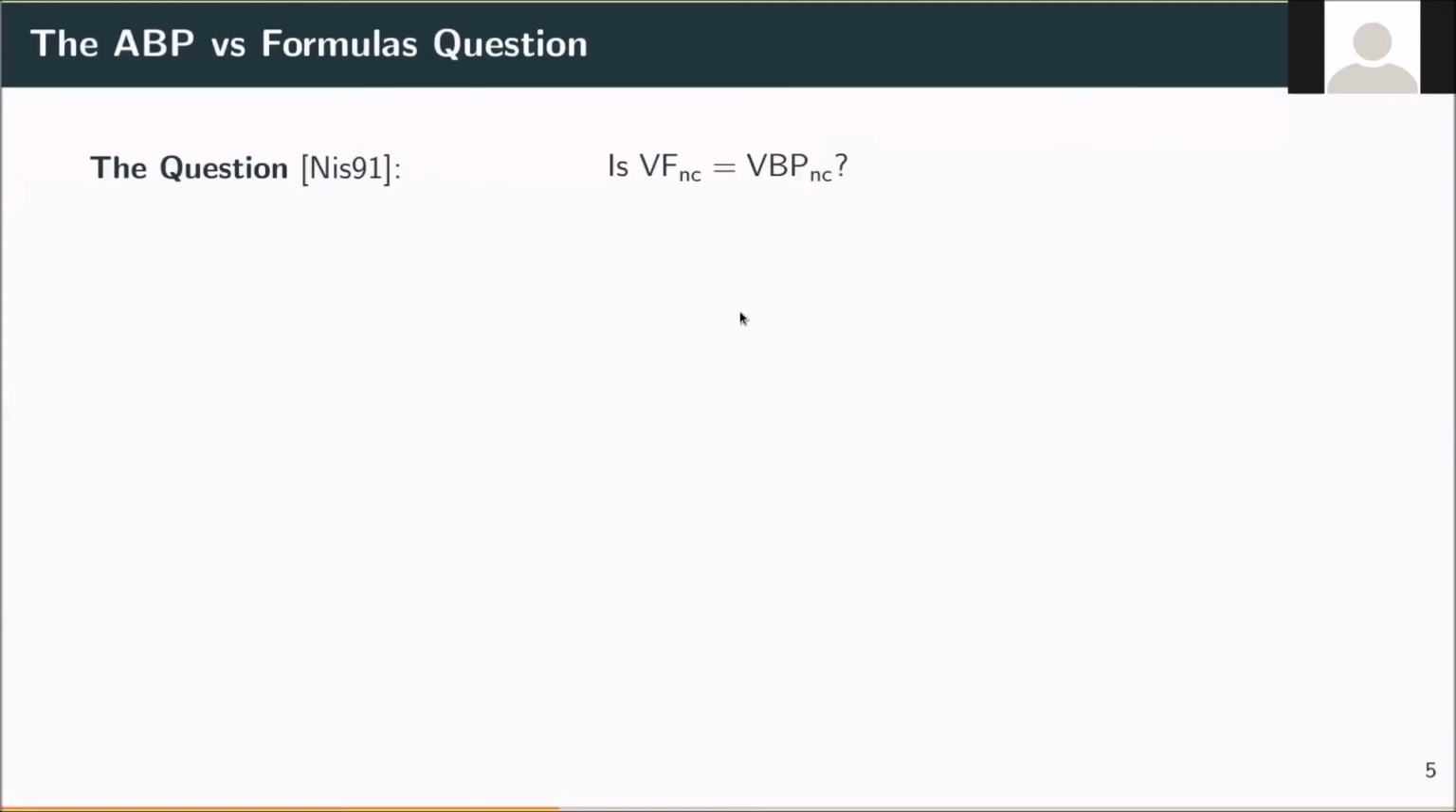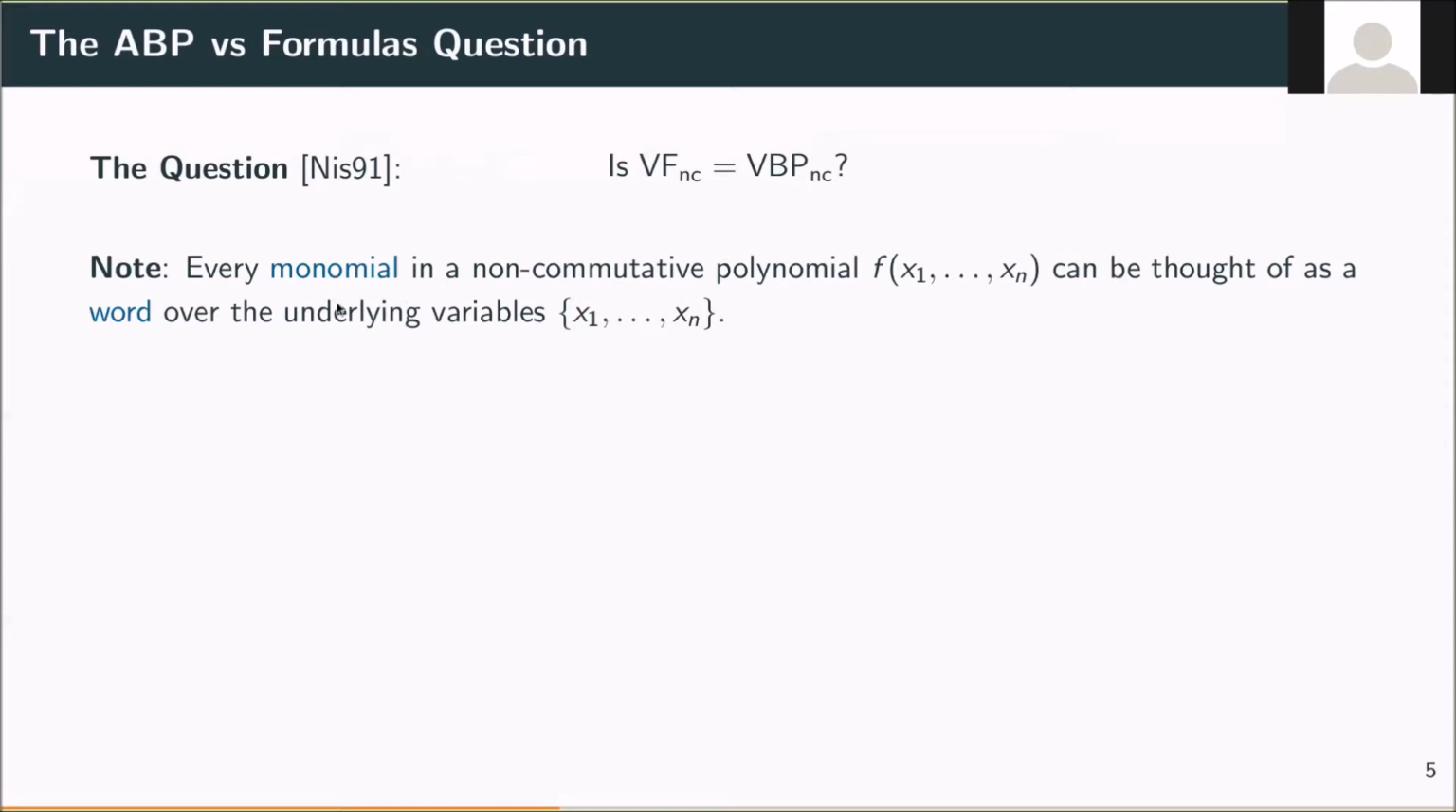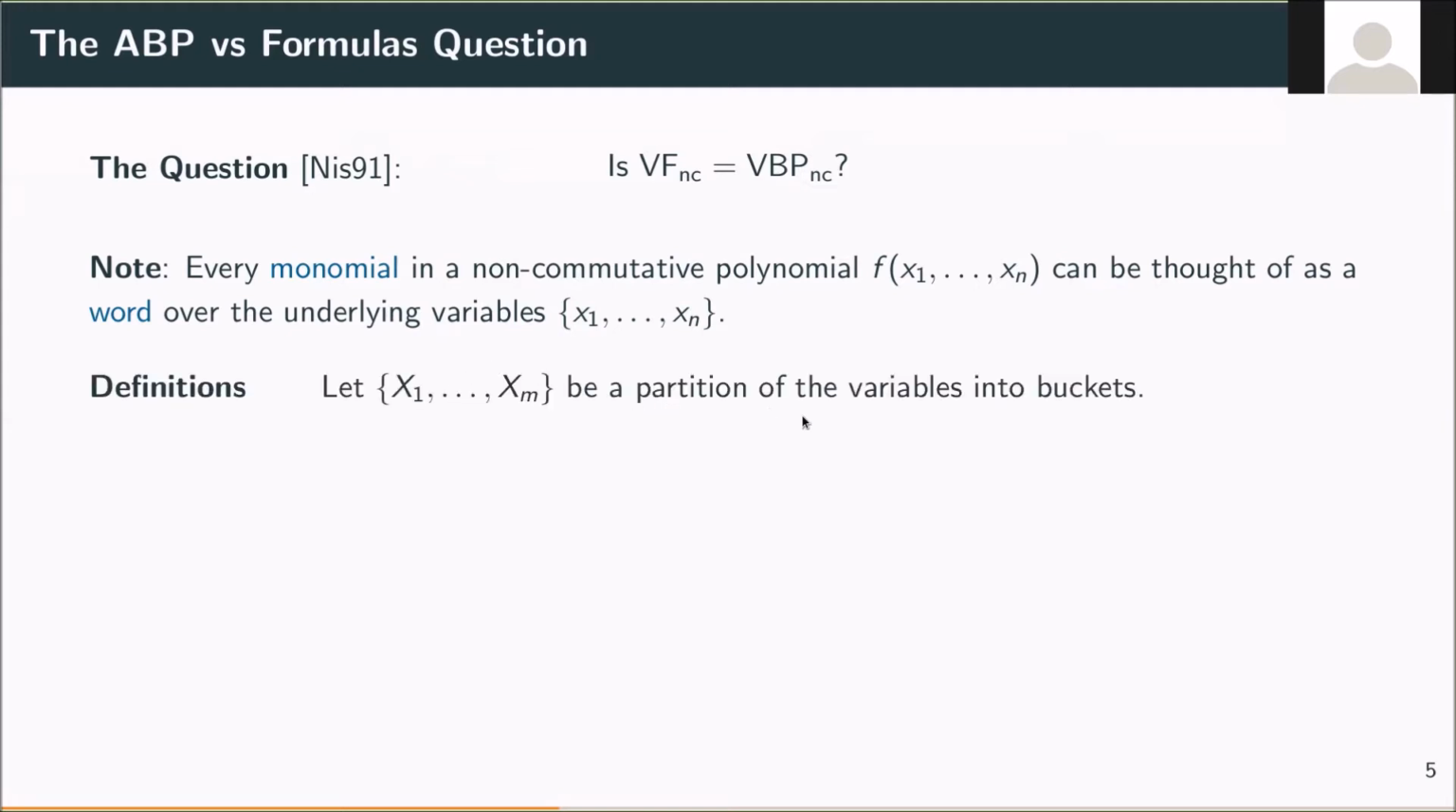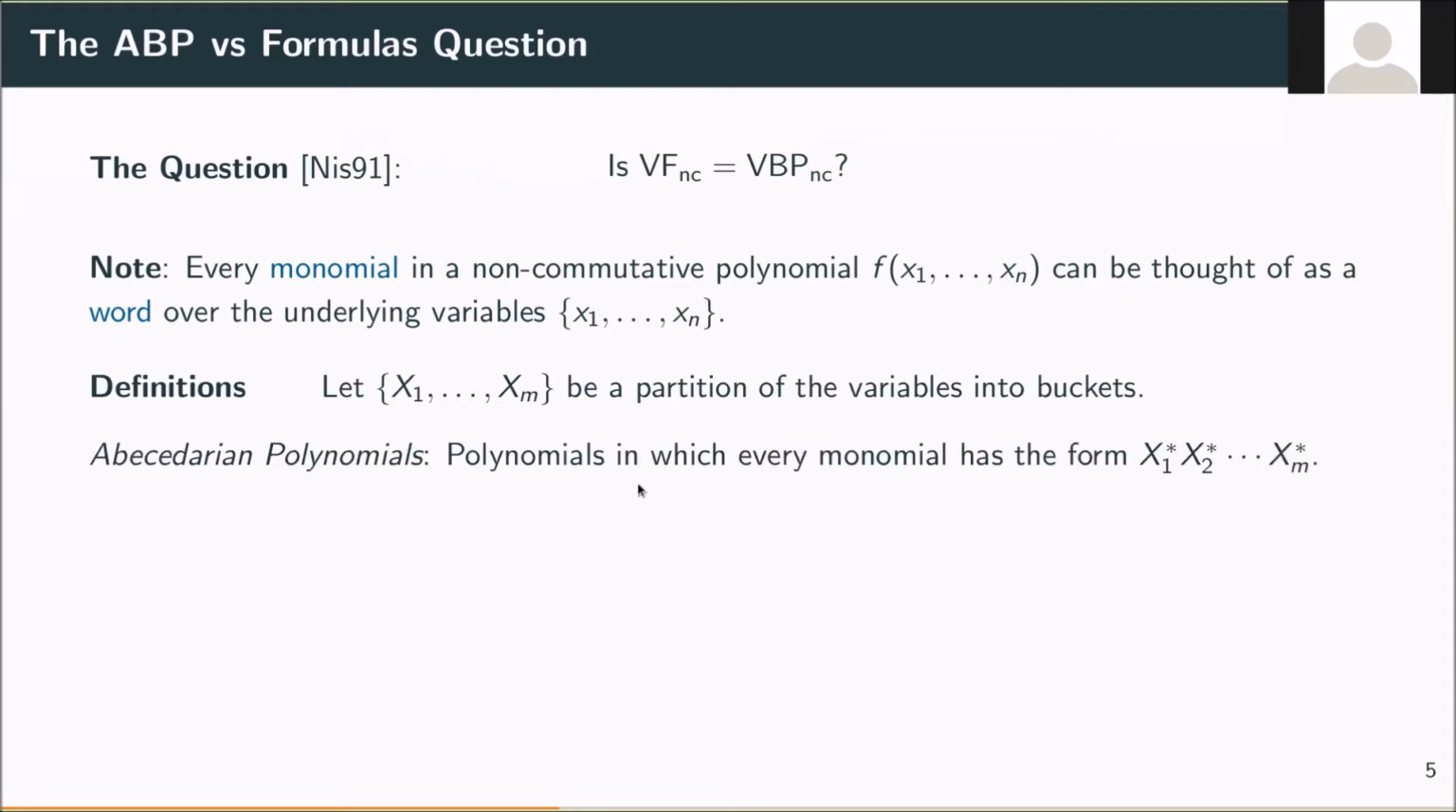Now note that the order of multiplication is very important in the non-commutative setting. And so every monomial can be thought of as a word over the underlying variables. With this in mind, we are ready to define a natural subclass of formulas. Let X1 to Xm be a partition of the underlying variables. We define abecedarian polynomials, or ABCD polynomials, to be those in which every monomial, when thought of as a word, can be generated using the regular expression X1 star, X2 star up to Xm star.